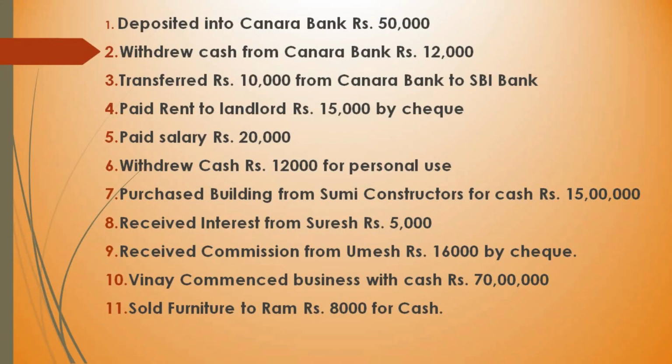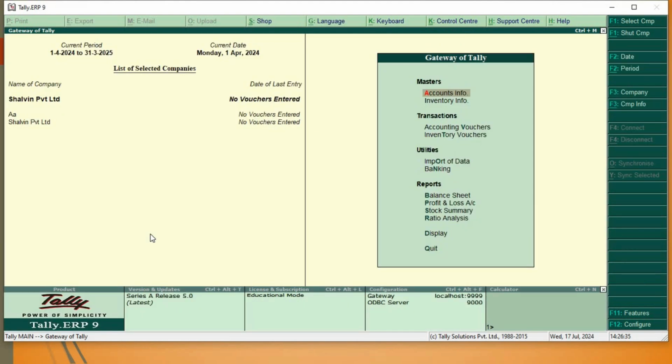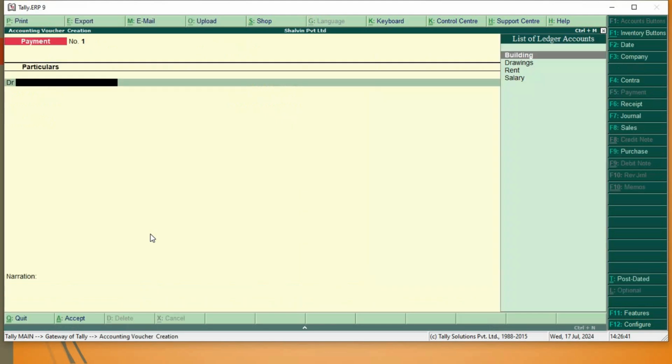So now we have created the ledger for the first 7 transactions. So let us see how to enter these into Voucher entries. The rest transaction I'll tell you directly in Voucher entry. So now after creating the ledgers, come back by pressing escape key until you get the gateway of tally screen. Now come to accounting vouchers using arrow keys, press enter.